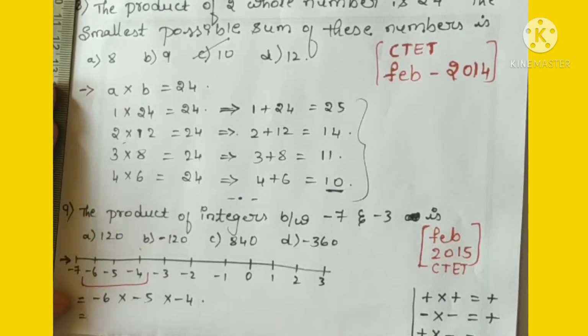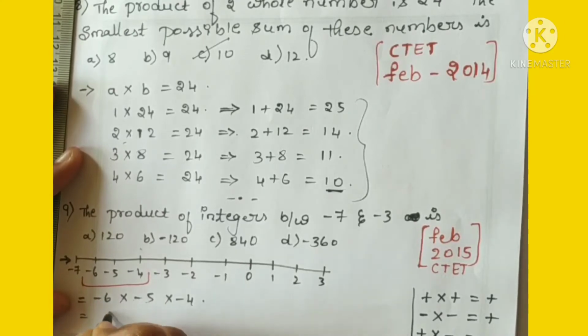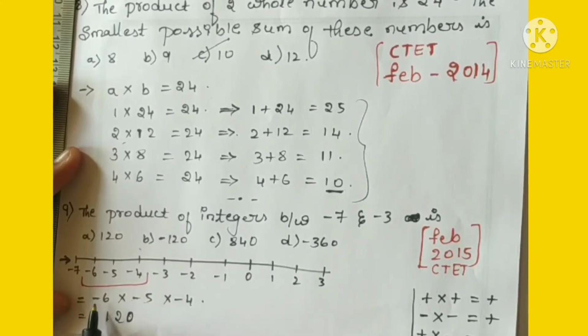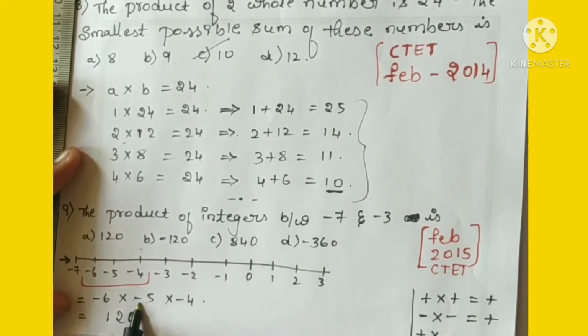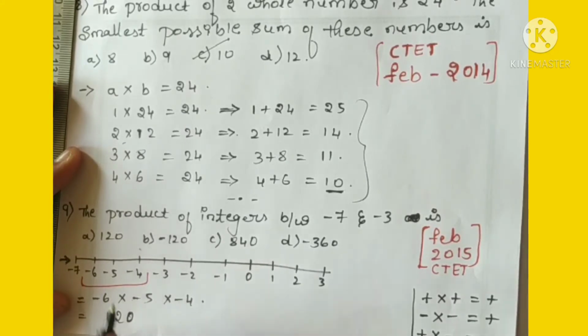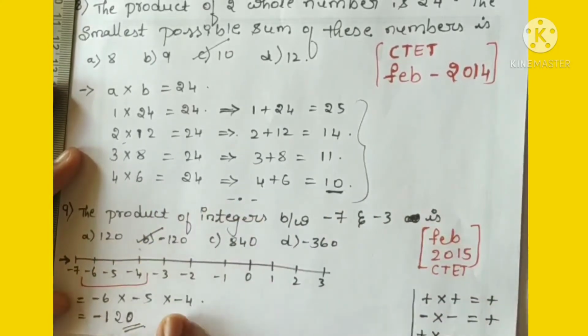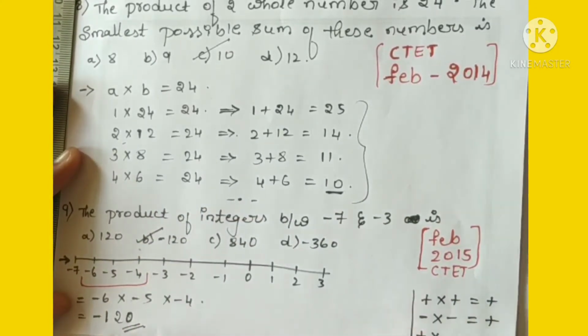Here, first I just multiply the numbers, that is 6 5s are 30, 30 4s are 120. Now we have to multiply for sign. Minus into minus is plus, plus into minus is minus. So -120 is the correct answer. If you have confusion regarding the sign, just refer to this table: minus into minus is plus, plus into minus is minus. So finally we get the negative answer, that is -120.